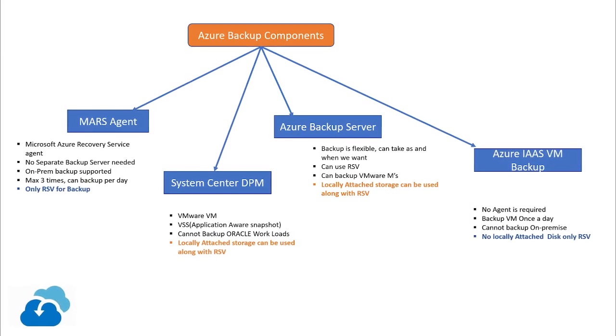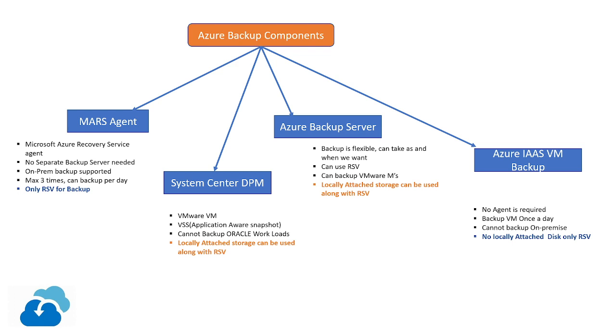That is the difference. Now let us go to the Azure Backup Server. This is also one of the components of the Azure Backup service, which will give you the below benefits. The backup is flexible, you can take it as and when you want. But with the Microsoft MARS agent, I was telling you, you can only take the backup 3 times. With the Azure Backup Server it is not like that. Here you can take the backup n number of times. You can use the Recovery Services vault, and you can even take the backup of the virtual machine.